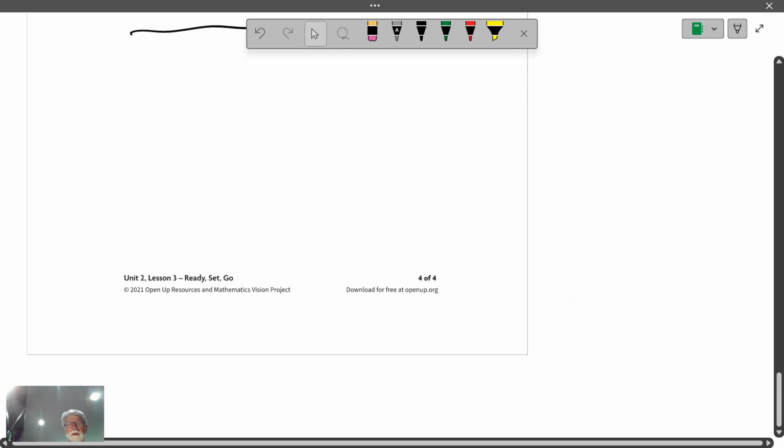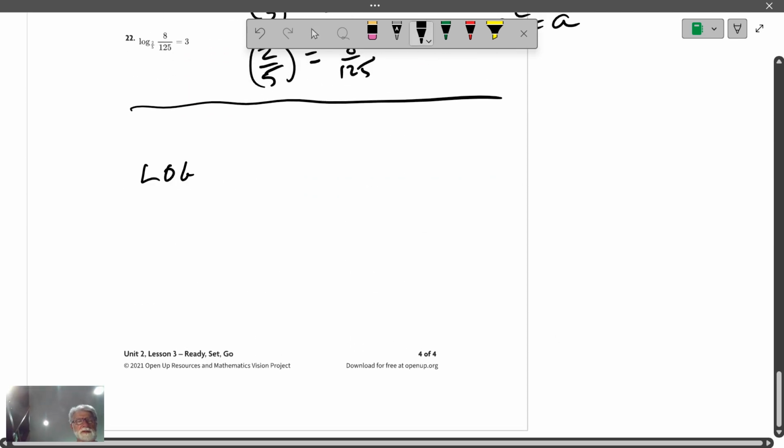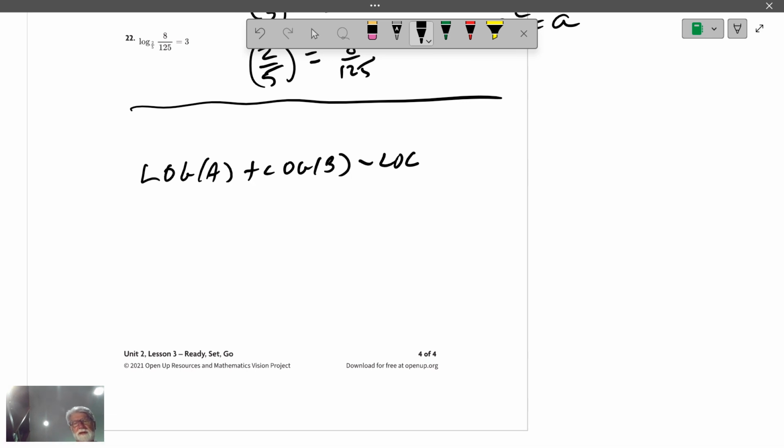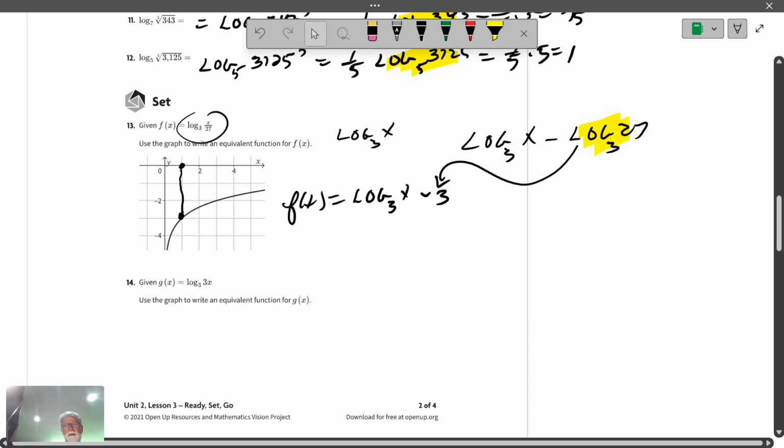All right, a couple things here. If you have the log of A plus the log of B minus the log of C, that can become a single log of A times B over C. And that's kind of the approach I was taking with the questions, I think it's number 16 and 15. All right, so hopefully that makes sense to you. We'll put an algebraic manipulation here. There you go.